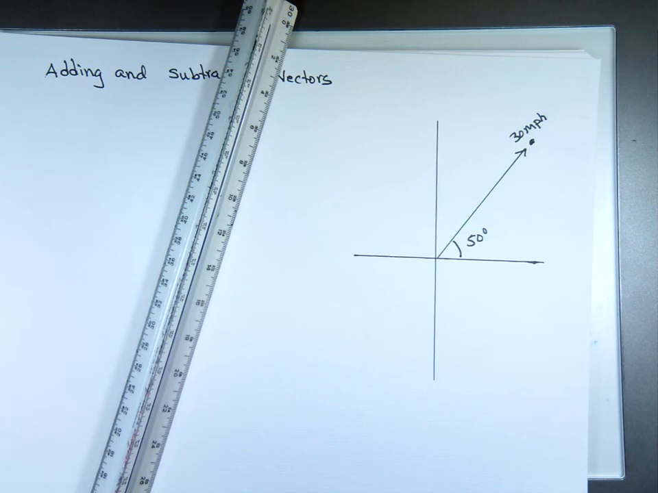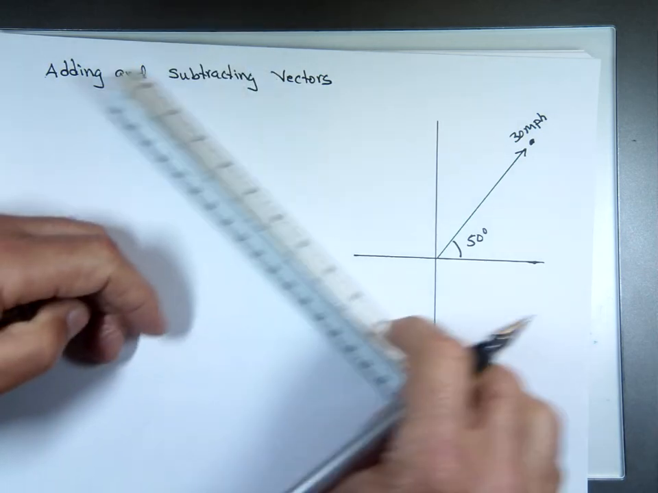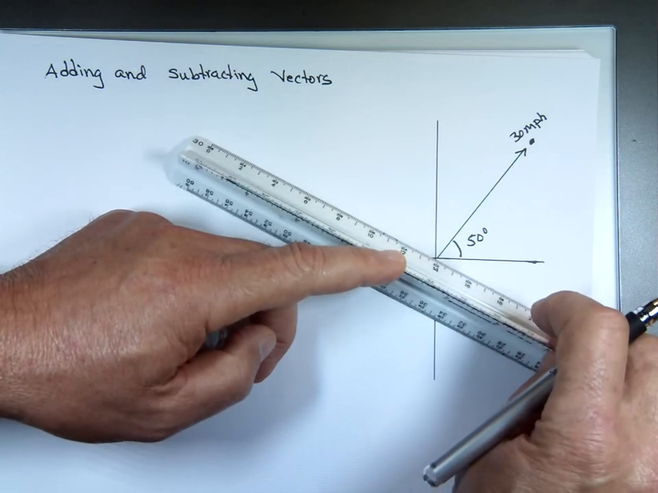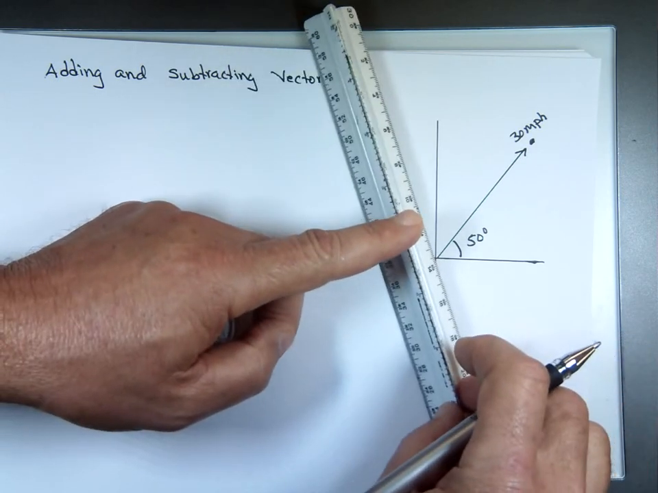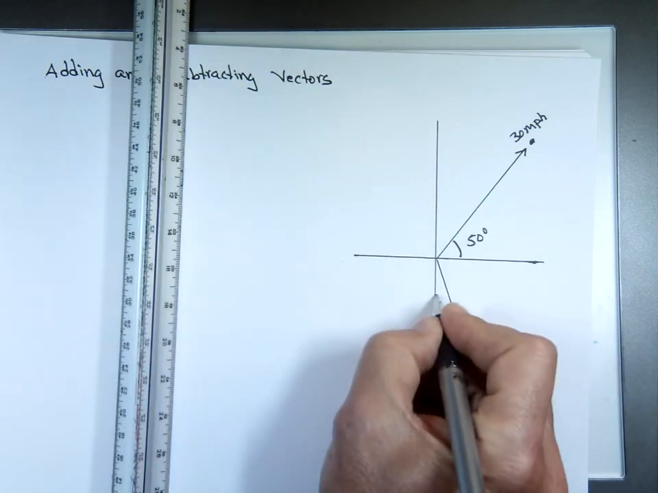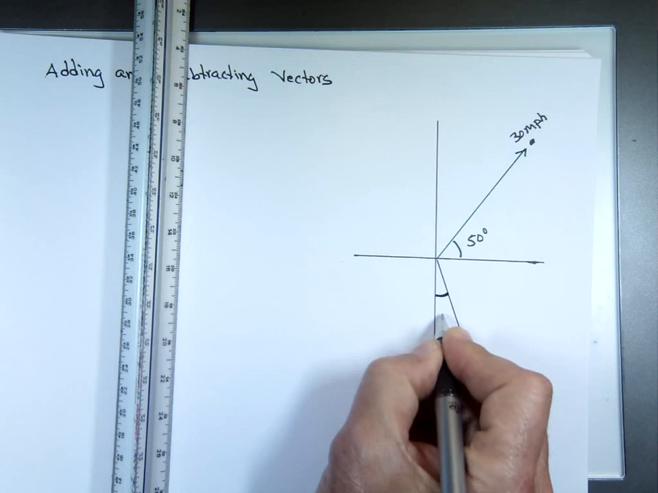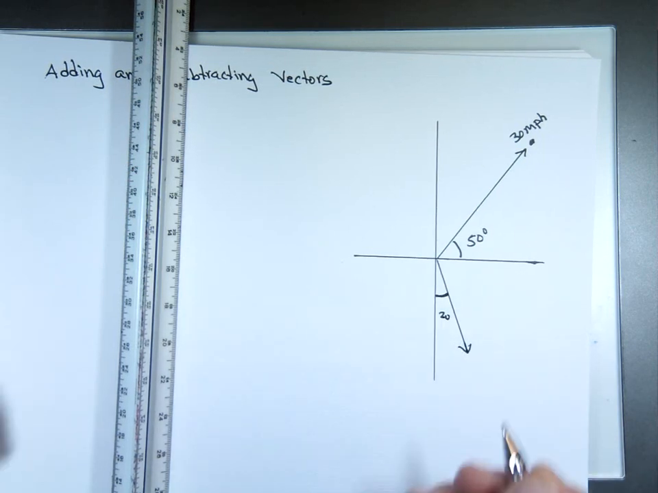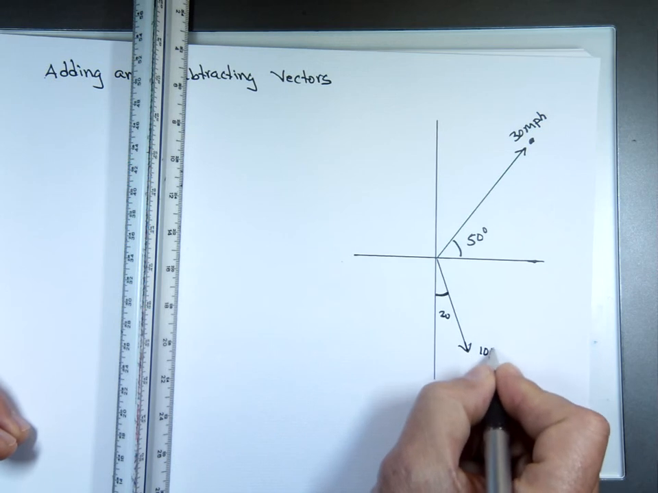The problem with that is the water is moving. It's not a lake, it's a river. The water is moving and the current is actually going in this direction, at an angle of 20 degrees in this direction, and it's a good current. We'll say a speed of 10 miles per hour.